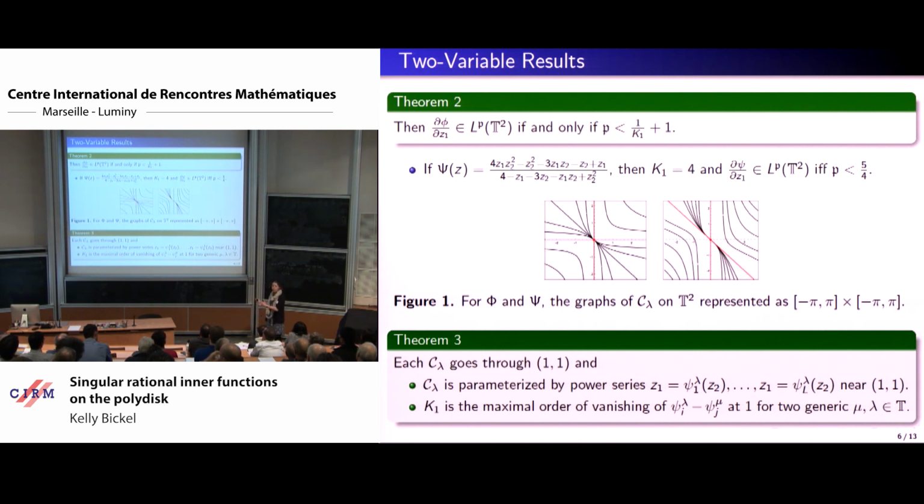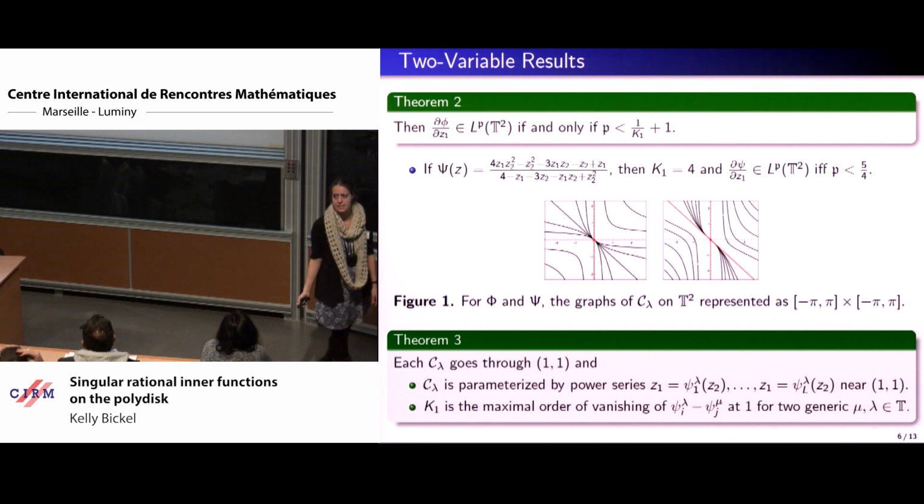One thing I should mention is that this method actually is reversible. If we do it, say, for Z1 and get a K1, we can basically invert many of our arguments to get a K2 for Z2 and show that the two contact orders have to be equal. And so what this implies is that the derivative integrability for the partial with respect to Z1 is the same as the integrability for the partial derivative with respect to Z2.